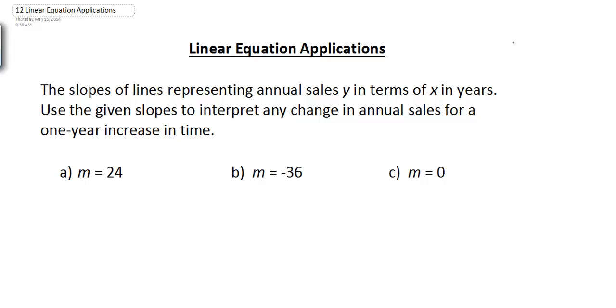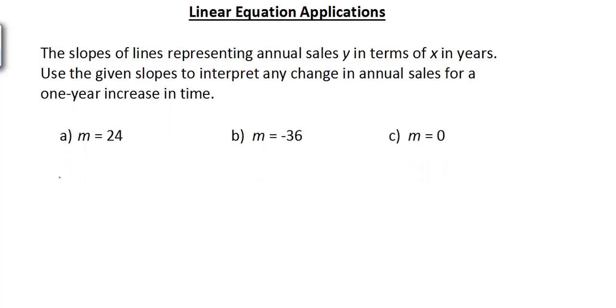Now in this video we want to look at some applications that involve using our linear equations and our slopes. The first problem we have here is the slopes of lines representing annual sales y in terms of x in years. So y is representing our annual sales and x is representing our time in years. Use the given slopes to interpret any change in annual sales for a 1-year increase in time.